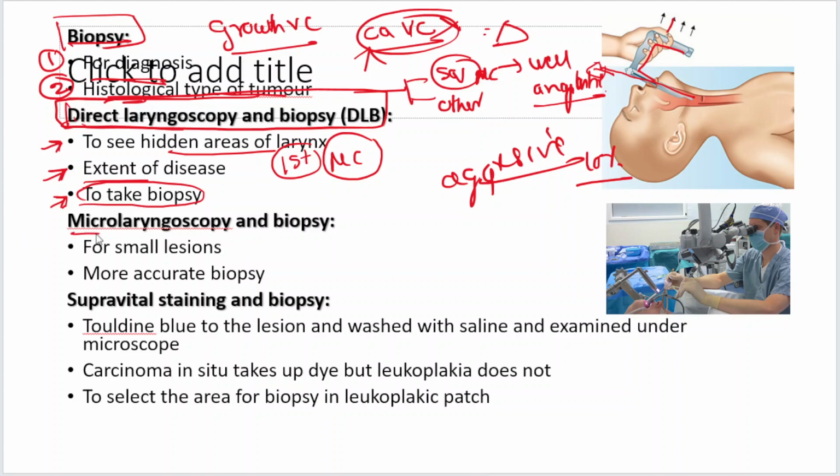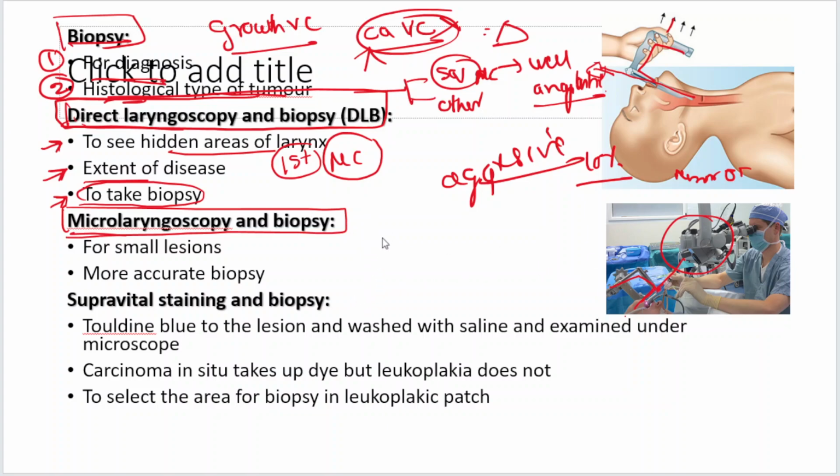Next thing is you can go for microlaryngoscopy and biopsy. This is like you have to take the patient to the operation. This can be done in minor OT also sometimes, but this one requires general anesthesia. You have fixed the direct laryngoscope, and you are using a microscope, and you are looking through the direct laryngoscope into the larynx, and you are taking a biopsy from the lesion.